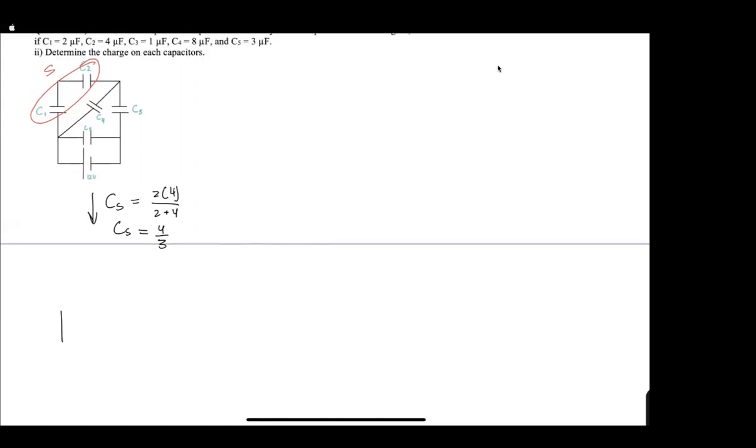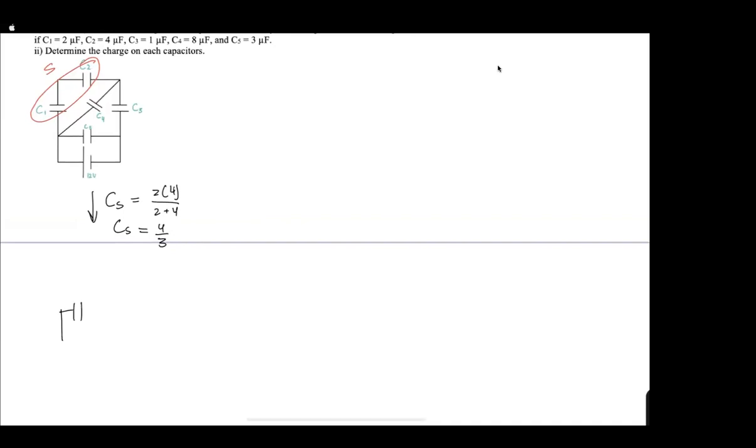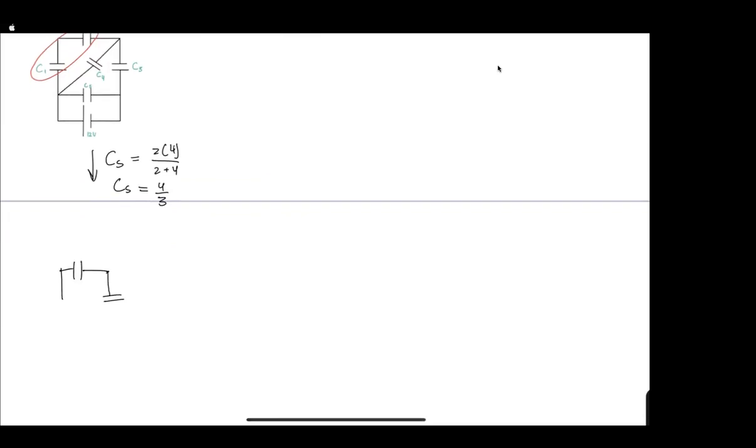So for question 2, the first two, C1 and C2, are in series. And then drawing it out again, it'll be something like this. Okay, let me just rewrite, and then we'll do the next step. Okay, so how about now? This is where it gets a little tricky. Any suggestions?